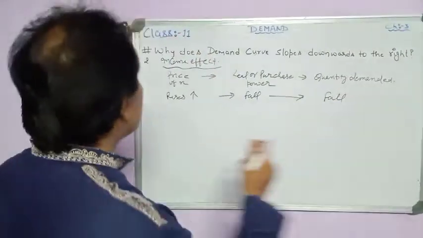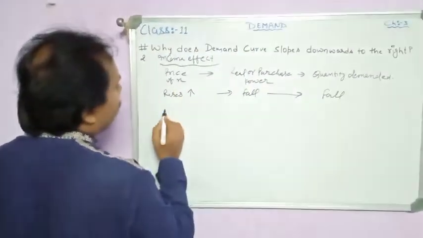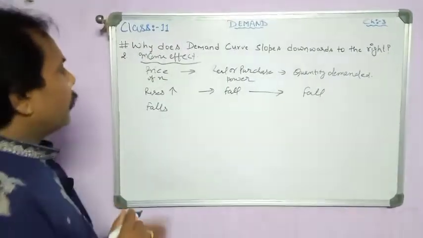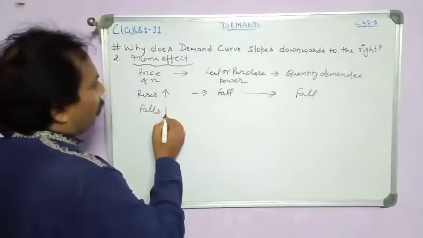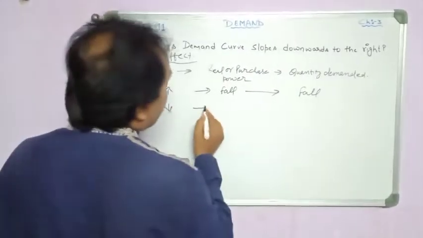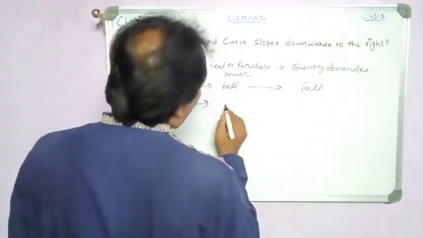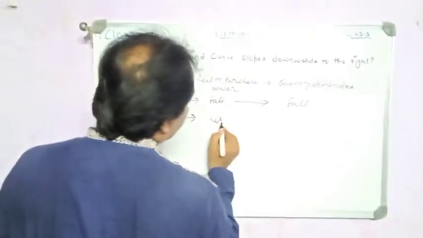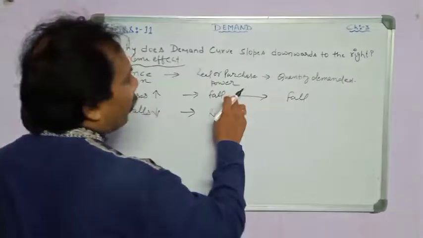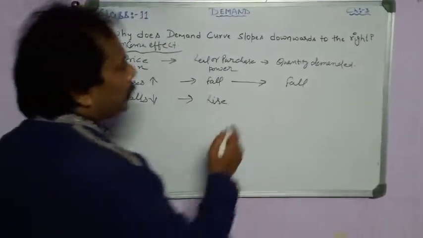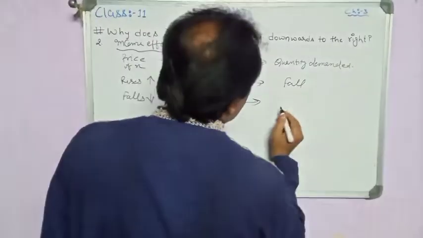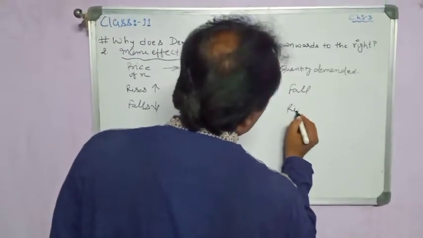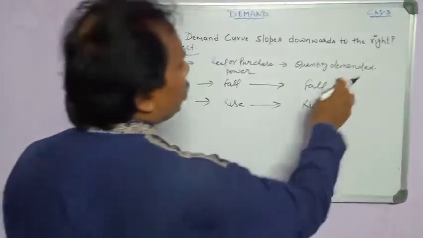On the other hand, if the price of commodity X falls, okay, in that case what will happen? The real income of the consumer will rise, or the purchasing power of the people will also rise. As a result, he is able to buy more quantity, so there is a rise in quantity demanded.